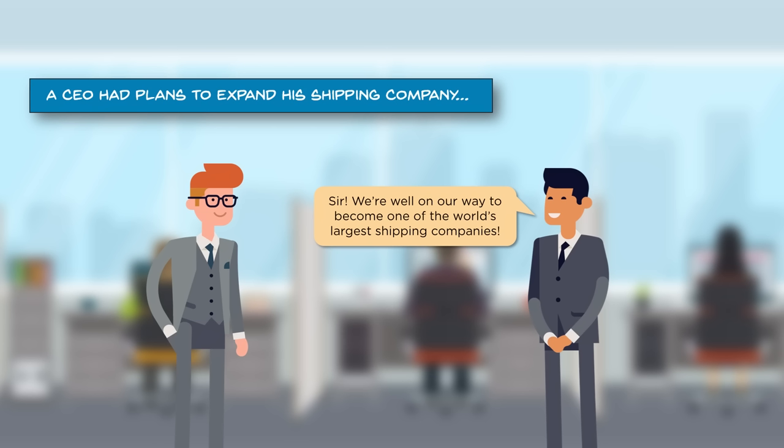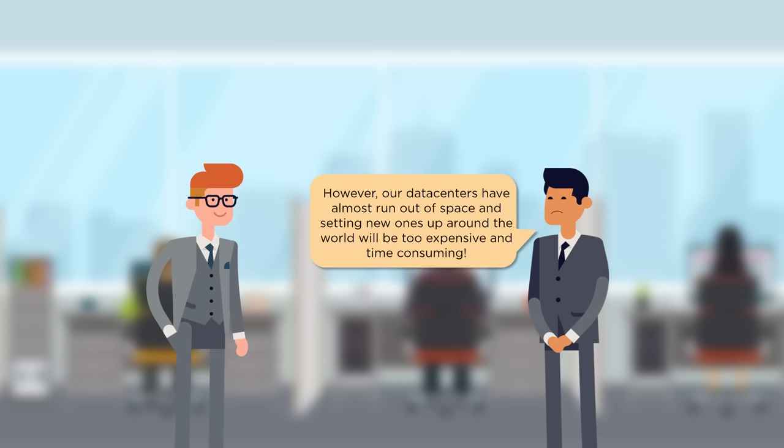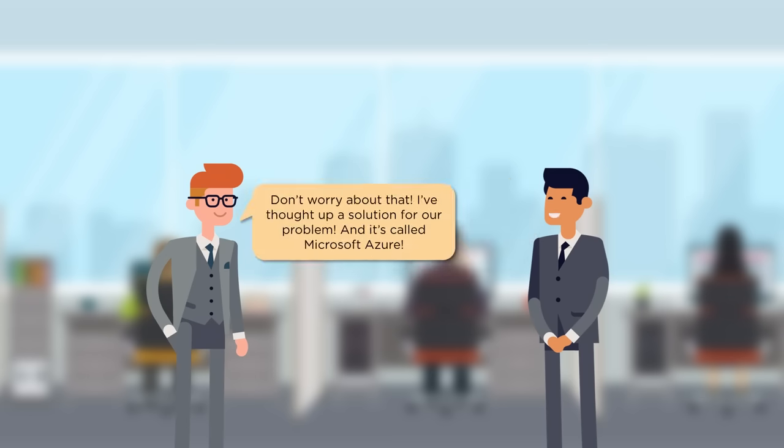He said, "Sir, we're well on our way to becoming one of the world's largest shipping companies. The bad news, however, is that our data centers have almost run out of space, and setting up new ones around the world would be too expensive and very time consuming." Now the IT personnel, let's call him Mike, explains the situation as he saw it. But the CEO had done some homework about how he was going to do it. He answered Mike, "Don't worry about that, Mike. I've come up with a solution for the problem and it's called Microsoft Azure."